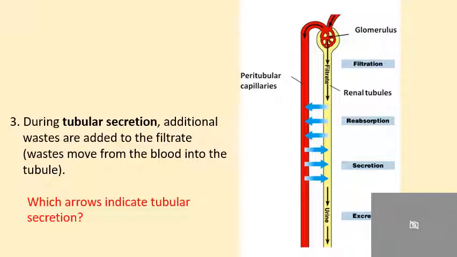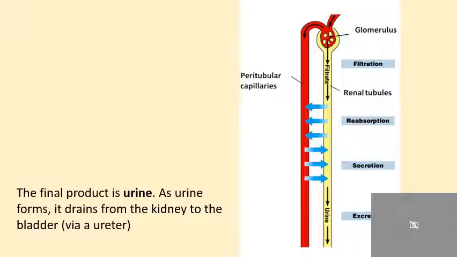And then during tubular secretion, the opposite occurs. Substances move out of the blood and into the renal tubule. So they become part of filtrate. And then the final product here is urine. Urine is what drains out of the collecting duct toward the renal pelvis.